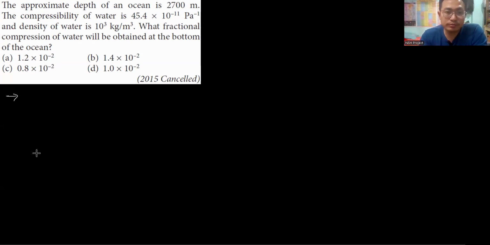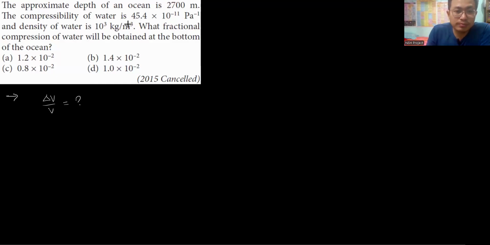The approximate depth of an ocean is 2,700 meter. The compressibility of water is this, and the density of water is this. What fractional compression of water will be obtained at the bottom of the ocean? So fractional compression of water, delta V upon V, is equal to what?